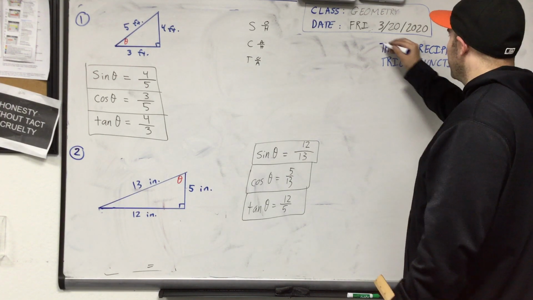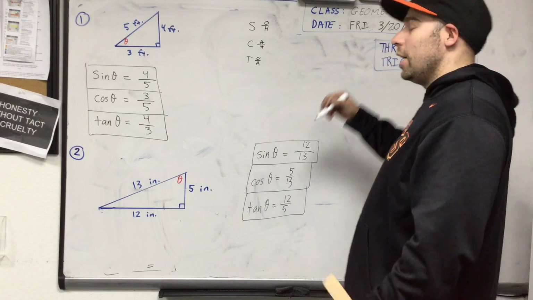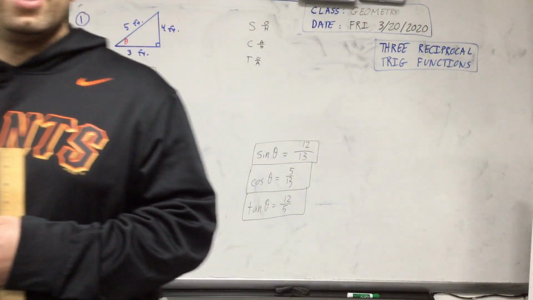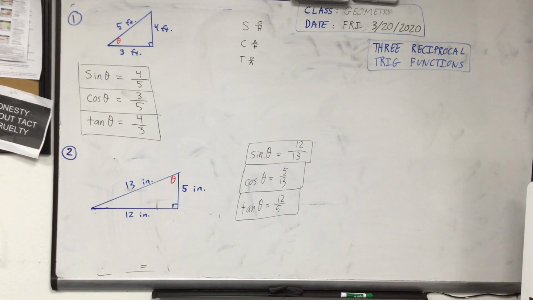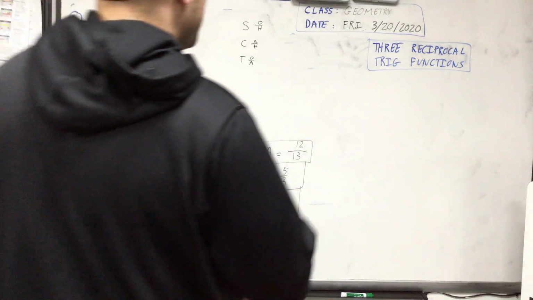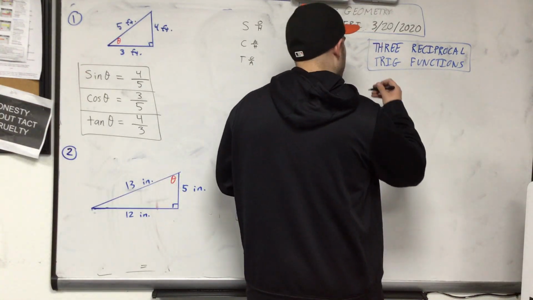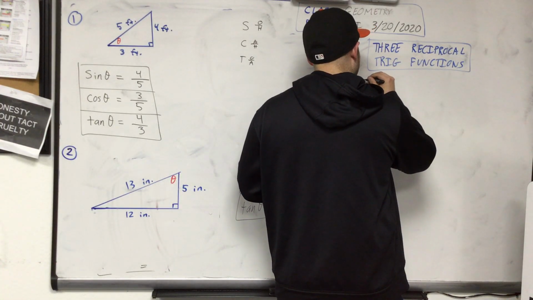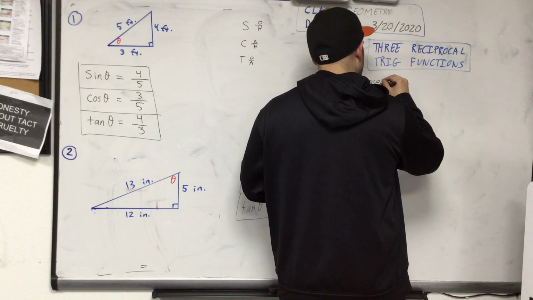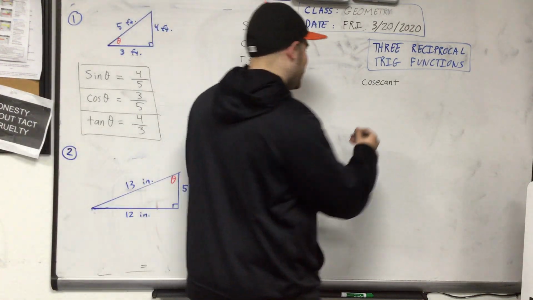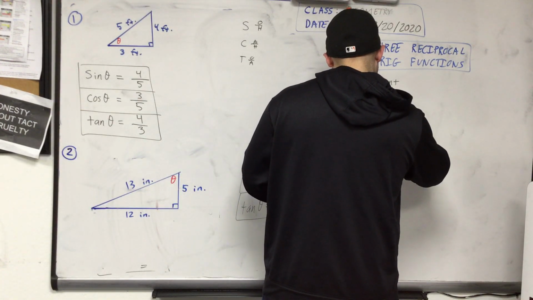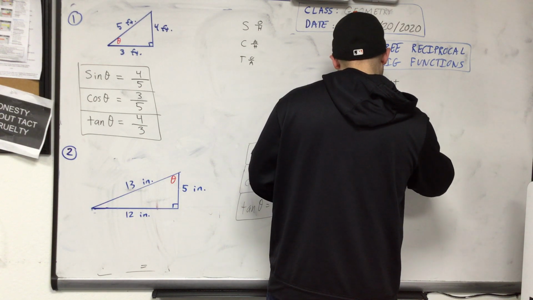So earlier in the school year, I said that there were 3 trig ratios in your calculator, and I was right about sine, cosine, and tangent. Okay, let me just move that to the right a little bit. Then I'm going to introduce 3 more. The 3 reciprocal trig functions go as follows. You've got cosecant, secant, and cotangent.